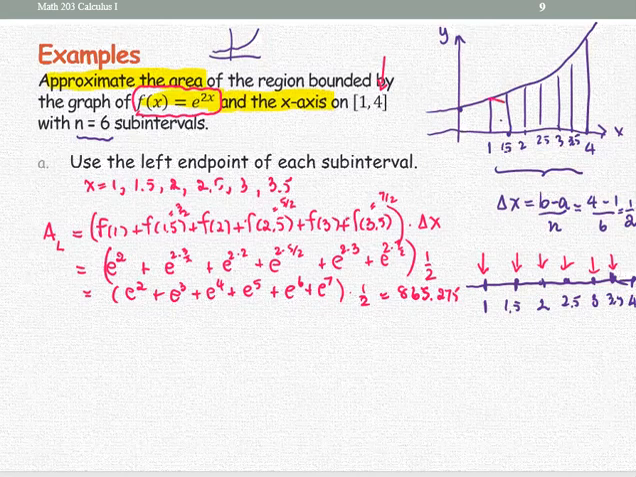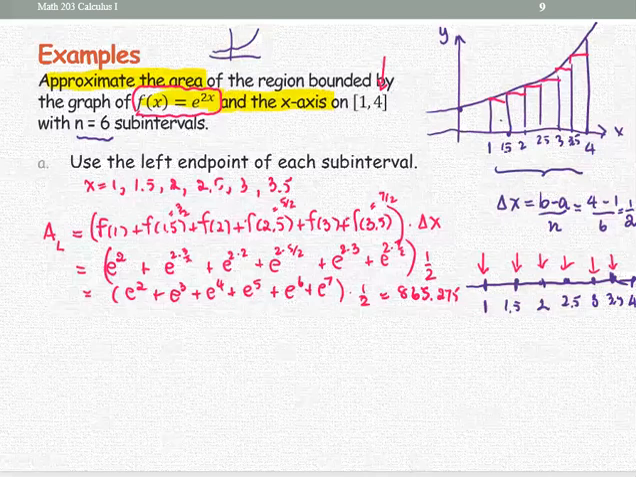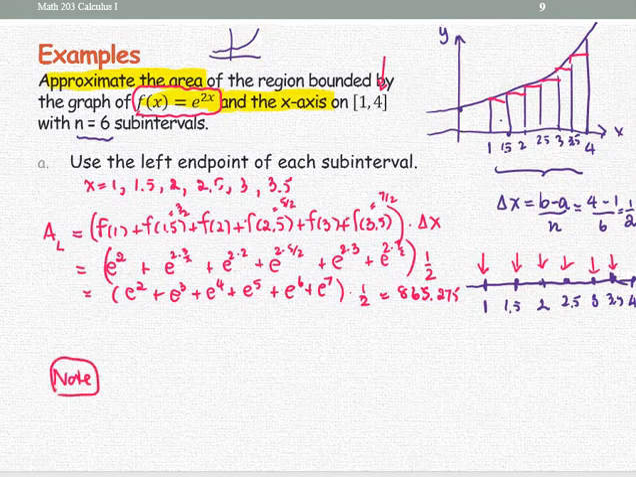So the left end is the height of the bar. It looks like we are losing area for every single bar. So the note here: f of x, which is e to the 2x, is an increasing function.